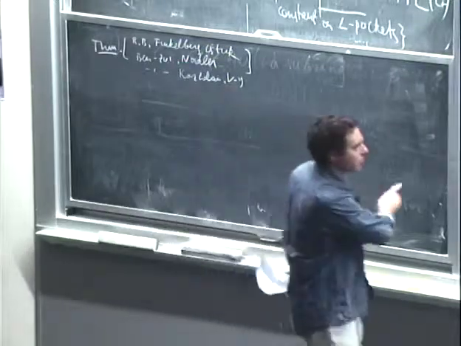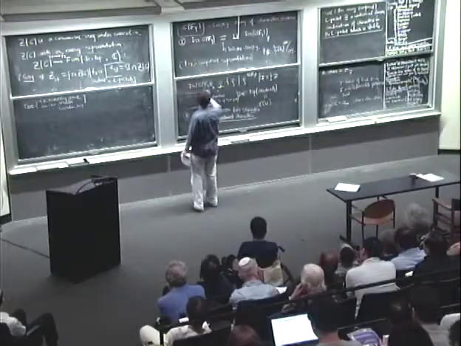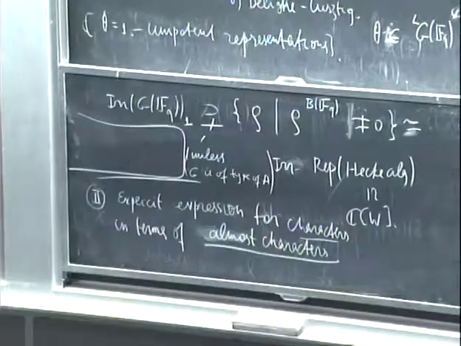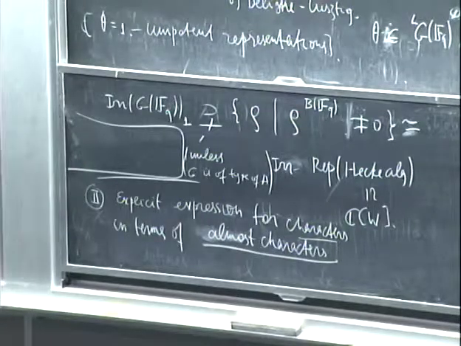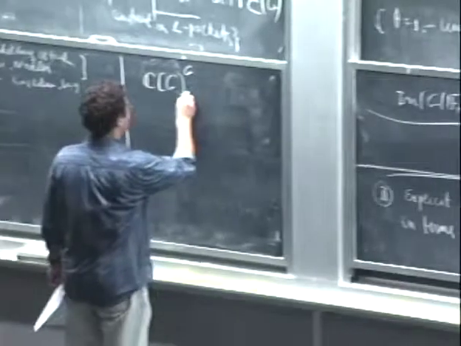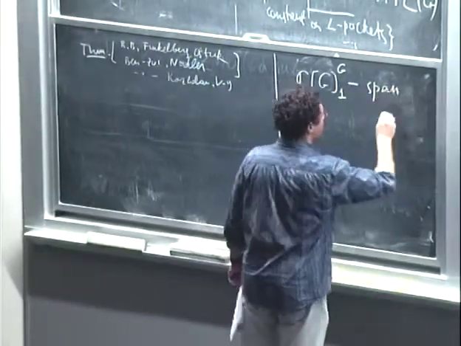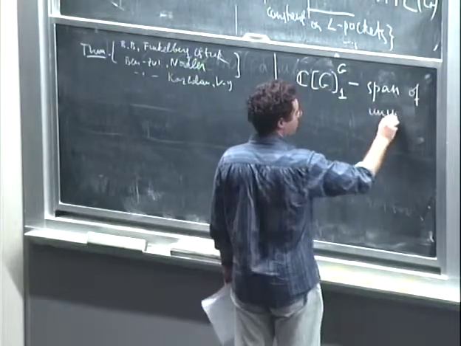So maybe just before I give the statement, let me do some trivial rewriting. This trivial rewriting would be saying that if I consider the functions on the group which are invariant under conjugation, and I put this index 1, so this is the span of unipotent characters.